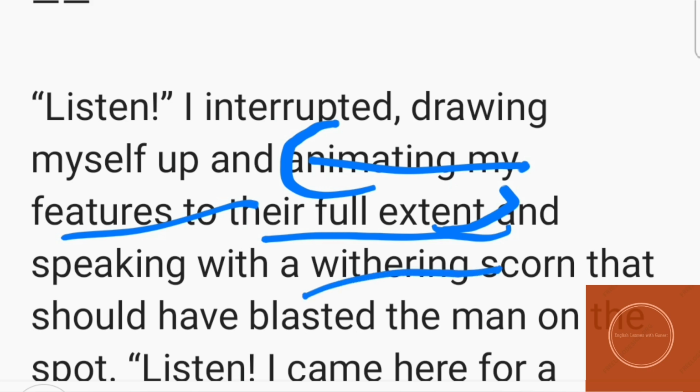Withering means disappointed, because he was disappointed for the man for saying such things about his body and doing such adjustments in it, and the photograph that was there. And so he said, I just sent with a disappointing scorn, means with a disappointed scorn means hatred, because he was having such a hatred from the person who had done such things with him. So he was saying in such, we can say, an angry or disappointed and a hatred tone, that because of that tone, the man, now which man is being talked about here? The photographer is being talked about here. So he's saying that I spoke with such a tone which would have blasted the man on the spot.